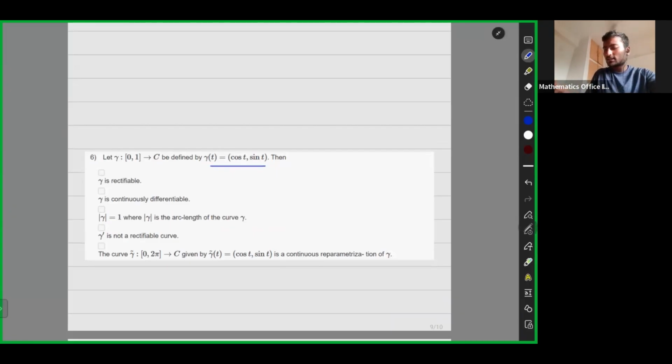Now, do you know this curve? This is a famous curve. (cos t, sin t) is the unit circle. It represents the unit circle when t runs from 0 to 2 pi, but here t is running from 0 to 1. So what is our actual curve? The curve is actually this. Starting from here, going this way, stopping somewhere here. This is gamma of 0, and this is gamma of 1.